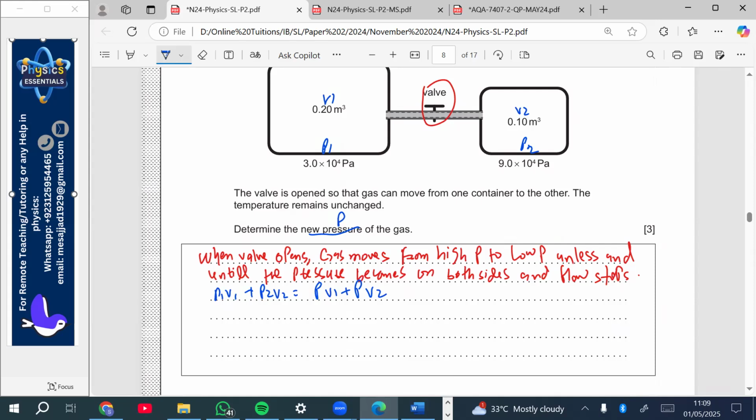Okay, that is your P. So just put in the values. P1 is 3 into 10 to the power 4, V1 is 0.2, plus P2 is 9 into 10 to the power 4 and V2 is 0.1, equals P, which is now common because the pressure will become the same once the valve is opened, times 0.2 plus 0.1. From here, you do the calculations and get the answer as 5 into 10 to the power 4 pascals.